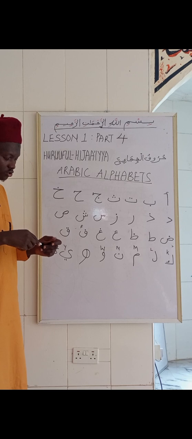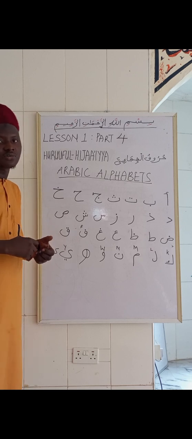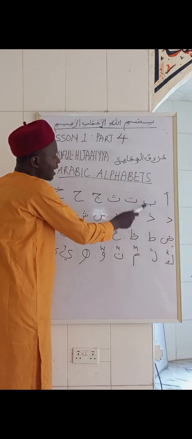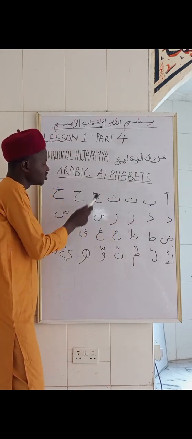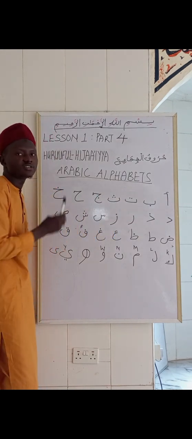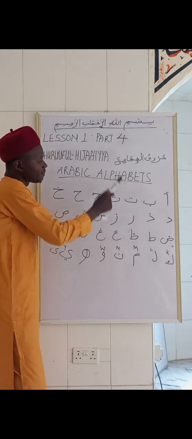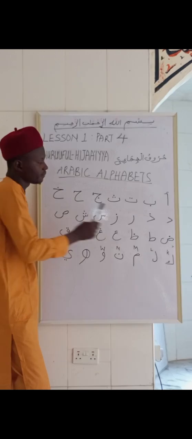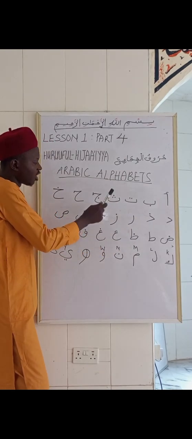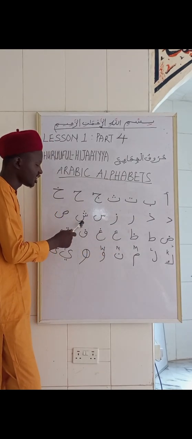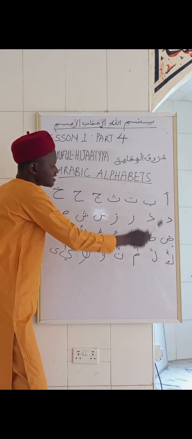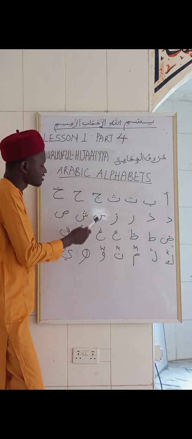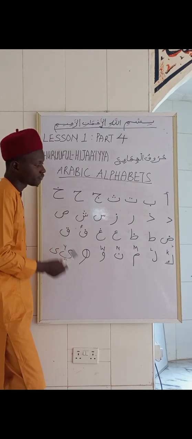So we're going to read it from the beginning. So we're going to now complete our poem today. Bismillah. So Alif, Ba, Ta, Tha, Jim, Ha, Kha. Say it. Alif, Ba, Ta, Tha, Jim, Ha, Kha, Dal, Dhal, Ra, Zay, Sin, Shin, Sad.